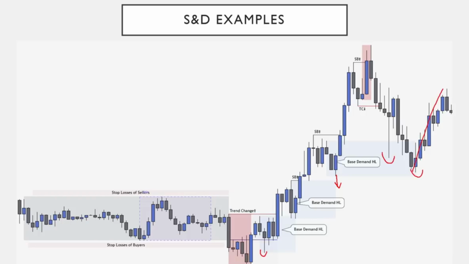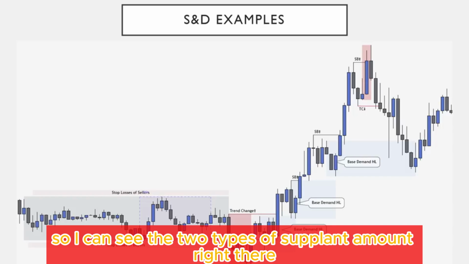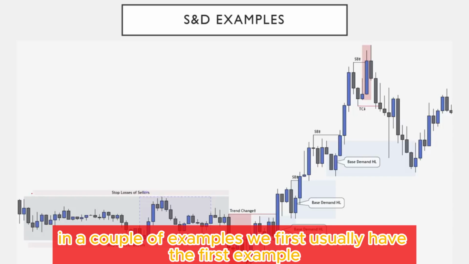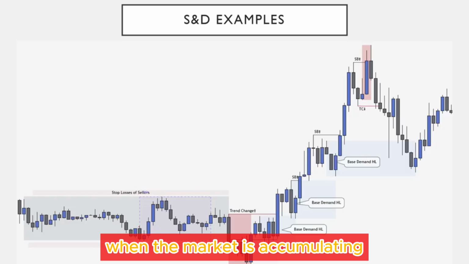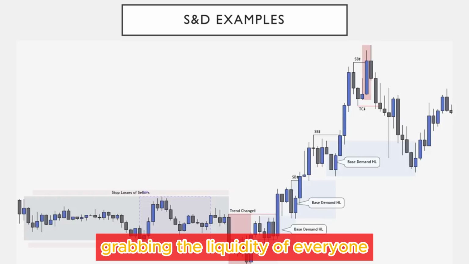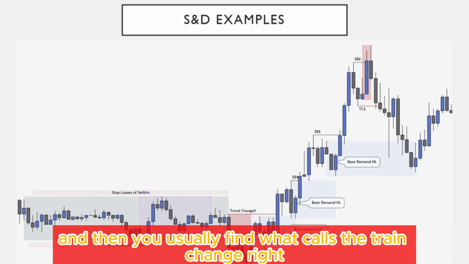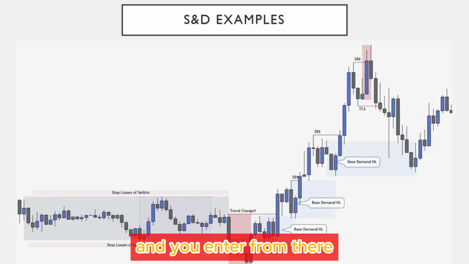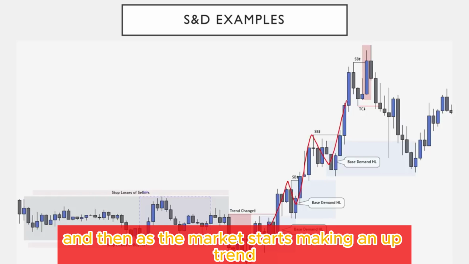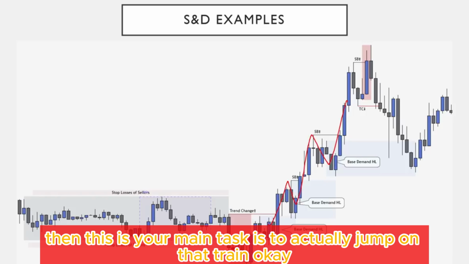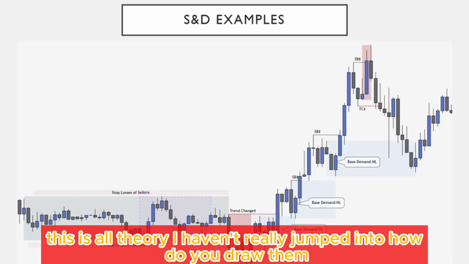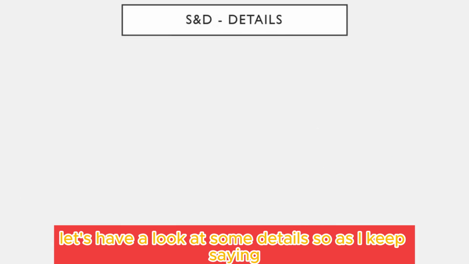Yeah? So we can see the two types of supply and demand right there in a couple of examples. We first usually have the first example, when the market is accumulating, grabbing the liquidity of everyone, creating a trend change, and then you usually find what caused the trend change. Right? And you enter from there. And then as the market starts making an uptrend, this is your main task, to actually jump on that train. Okay? So far this is all theory. You haven't really jumped into how you draw them and how you do them, right? Let's have a look at some details.